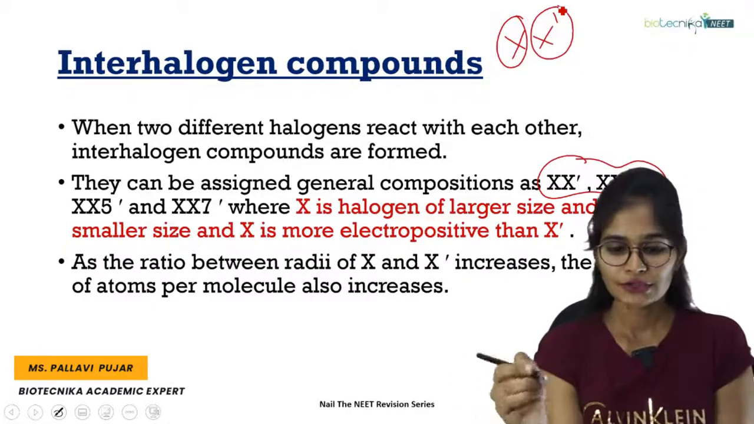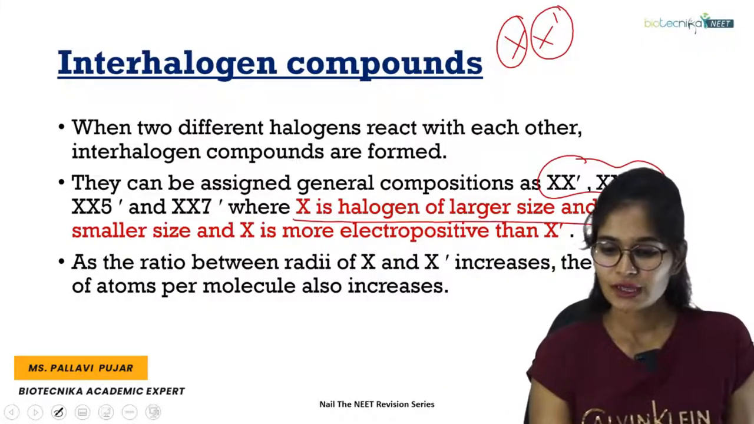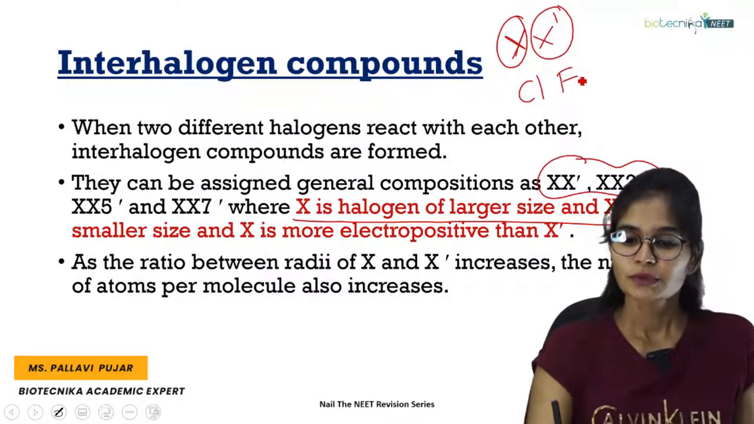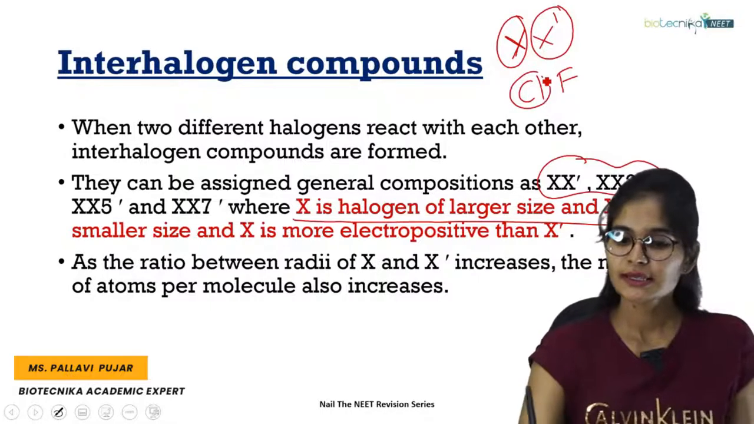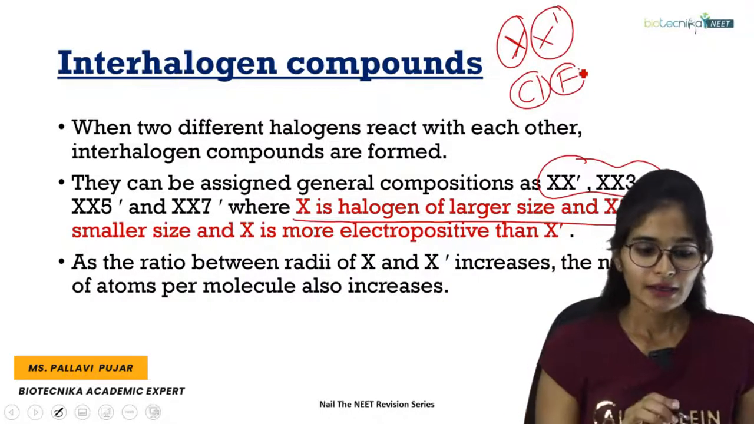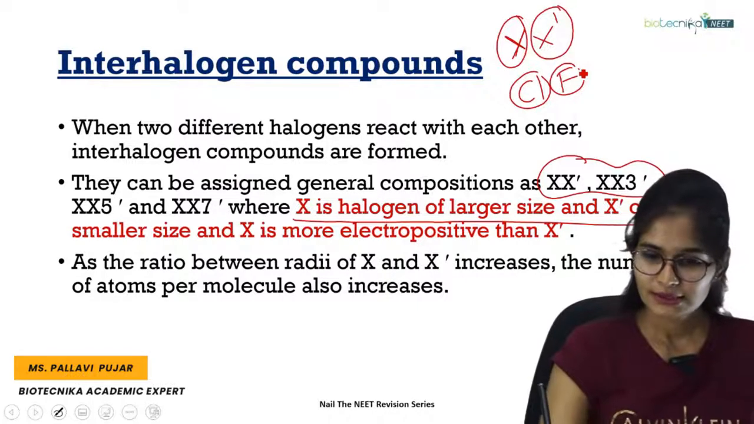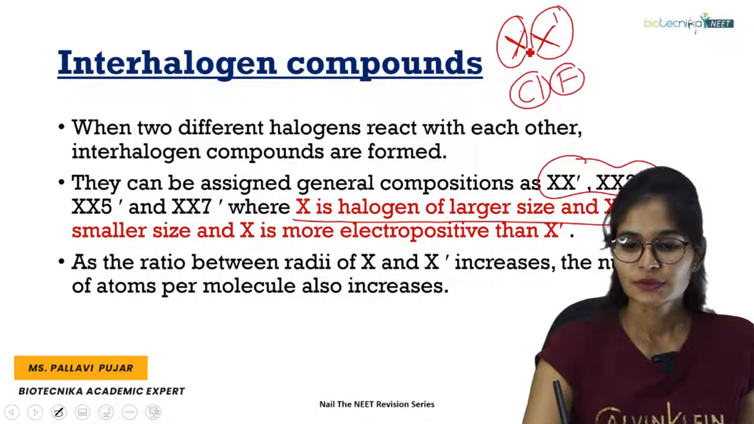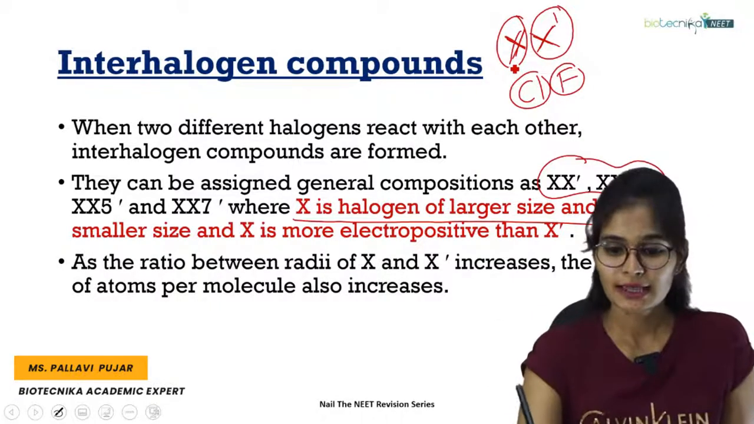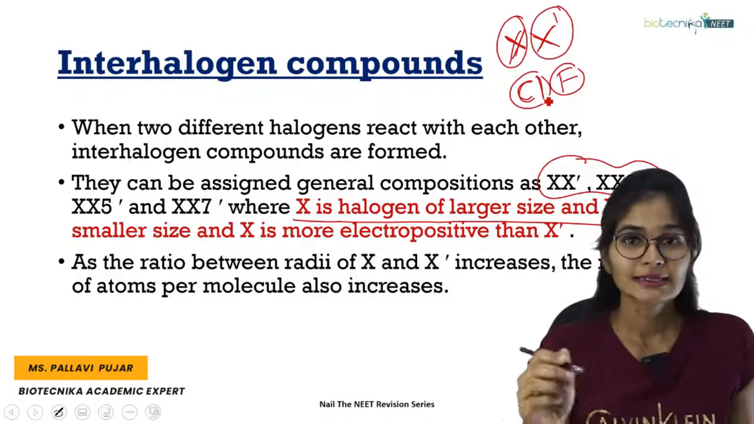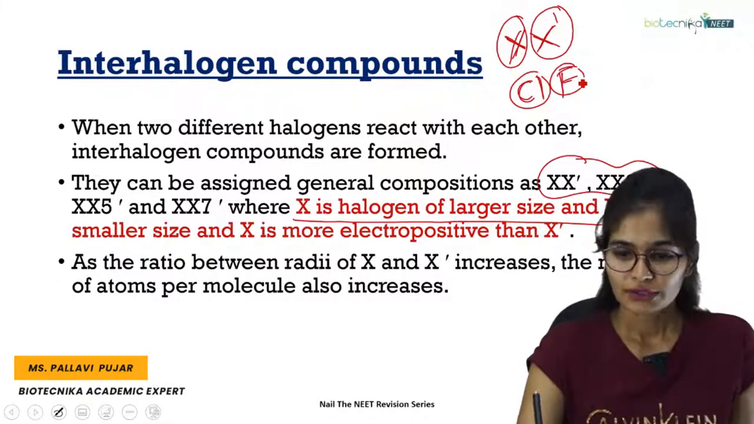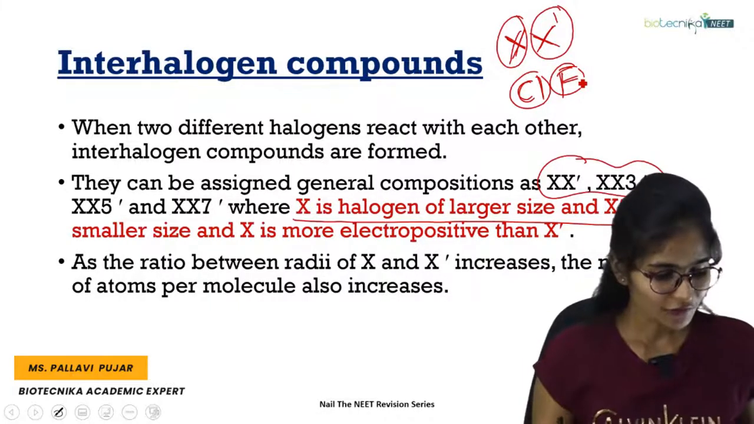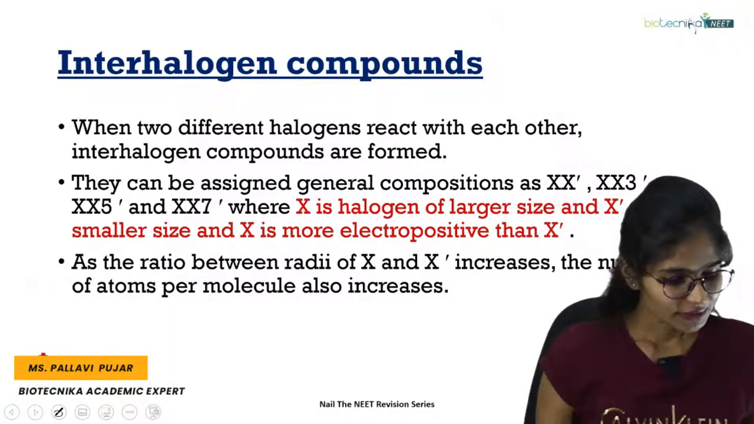Both are different halogens, and here X is the halogen of larger size. Suppose I consider Cl and F. Between chlorine and fluorine, chlorine is bigger in size and fluorine is smaller. Next, X will be more electropositive compared to X dash. Overall, Cl will be less electronegative compared to fluorine. So this is the interhalogen compound, and you should know how to represent interhalogen compounds.